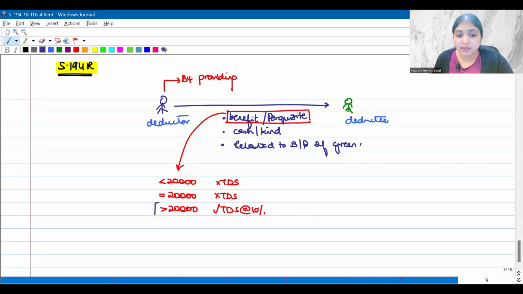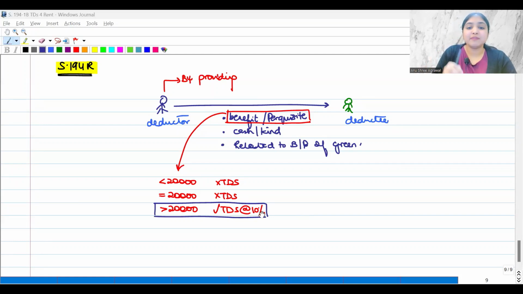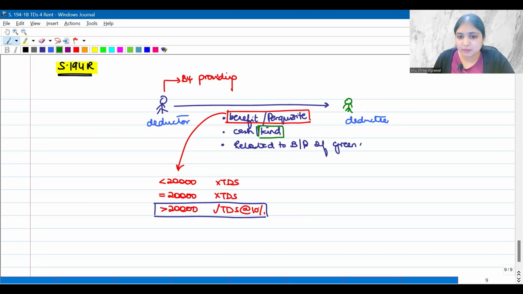So the TDS is going to be at the rate of 10%, but when? Only and only if the value of the benefit or the perquisite is more than 20,000, then we will deduct tax at the rate of 10%. Alright, now listen, if the benefit happens to be in kind, there are some extra points.